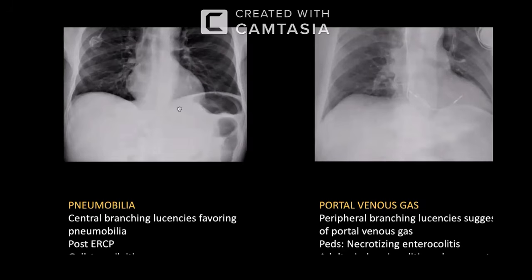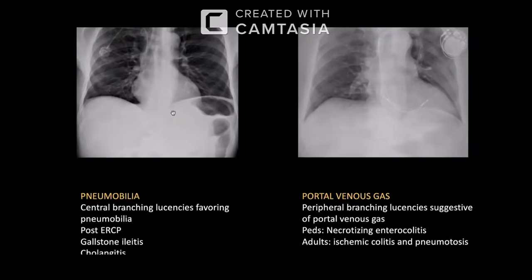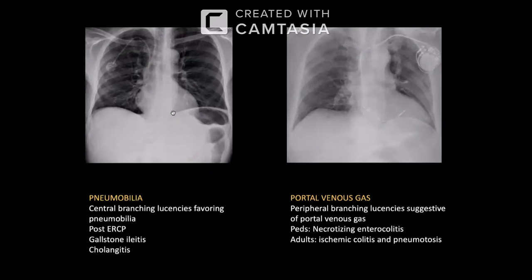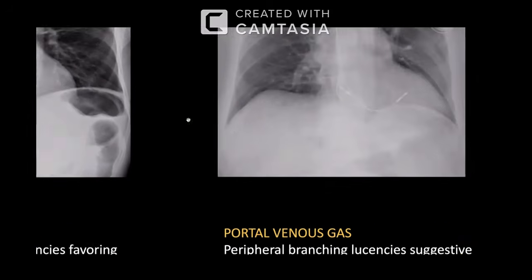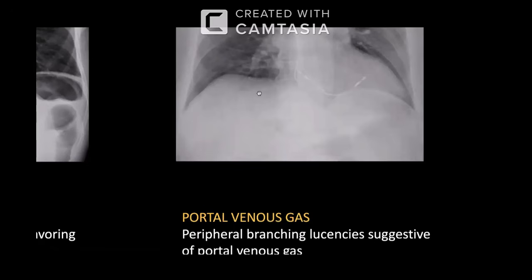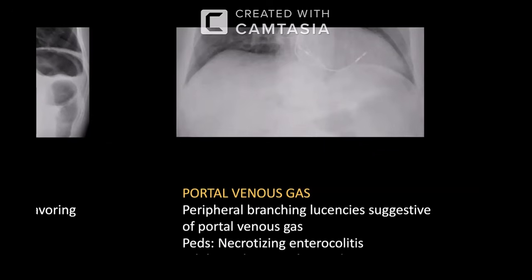Remember, I purposefully put this case so that you will have your checklist, and I gave you the history also. The patient has jaundice, so you should focus on something here. These are all definitely not normal. Branching lucencies going centrally are typical of pneumobilia. In the next case, you can see lucencies extending into the periphery, almost along the periphery, some sort of branching lucency, typical of portal venous gas.